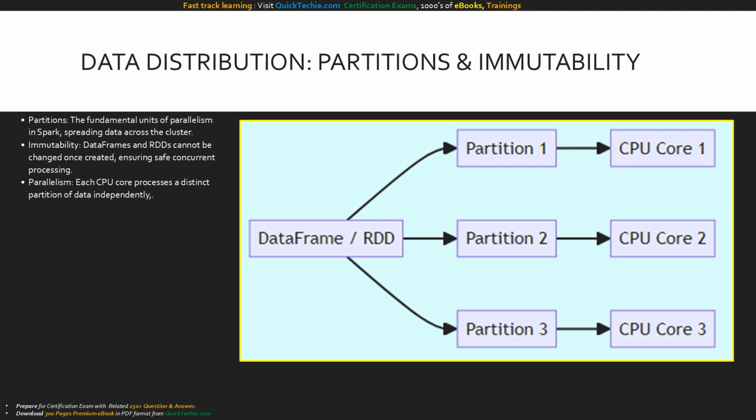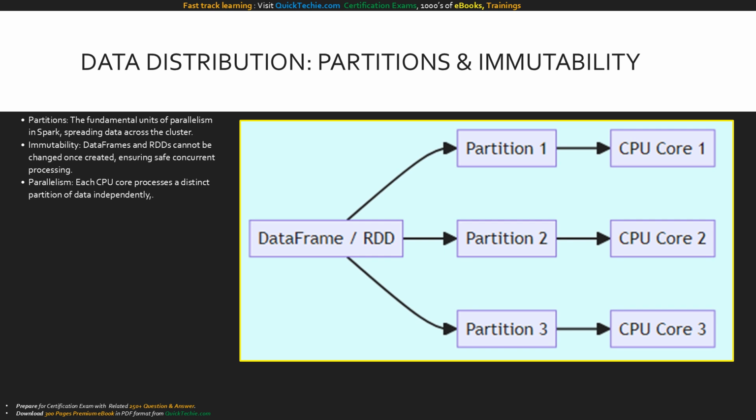Now, how does the data actually live within this distributed system? In Spark, data is divided into partitions, which serve as the fundamental units of parallelism. Whether you are using resilient distributed datasets or data frames, the data is immutable. This means that once a data frame is created, it cannot be modified directly. Instead, you transform it into a completely new data frame. By dividing the data this way, each CPU core in your cluster can independently work on a different partition of data simultaneously without worrying about data corruption.